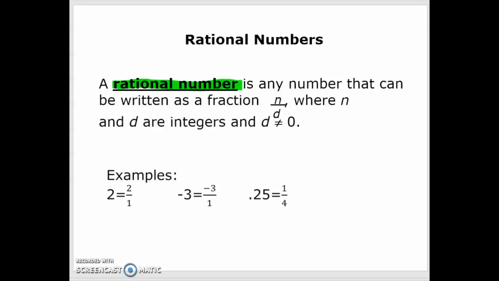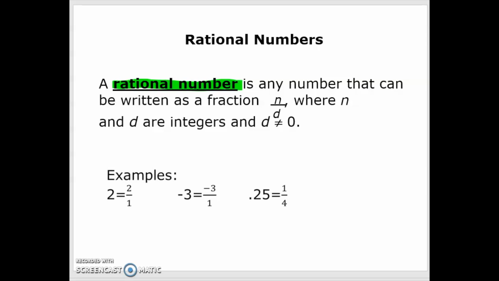So we have this little wording here, n over d. These are just variables taking the place of numbers. So a number over another number, that's what we call a fraction. And we can't have a zero in the denominator of our fraction. So for example, any number that you can write in fraction form is what we call a rational number.